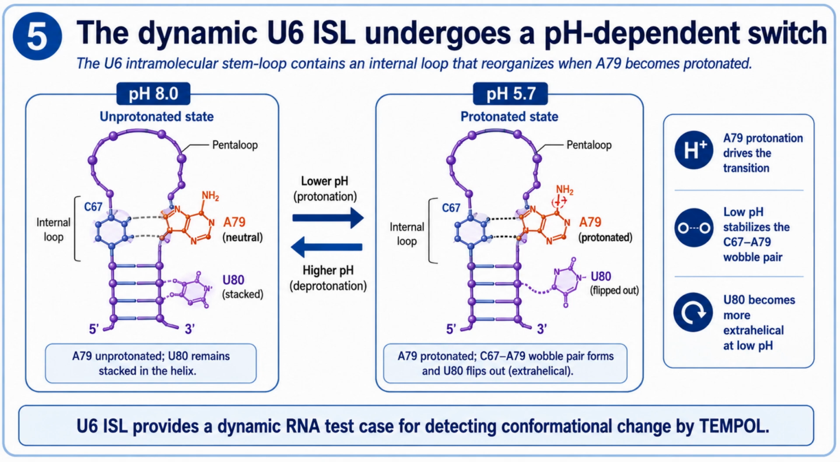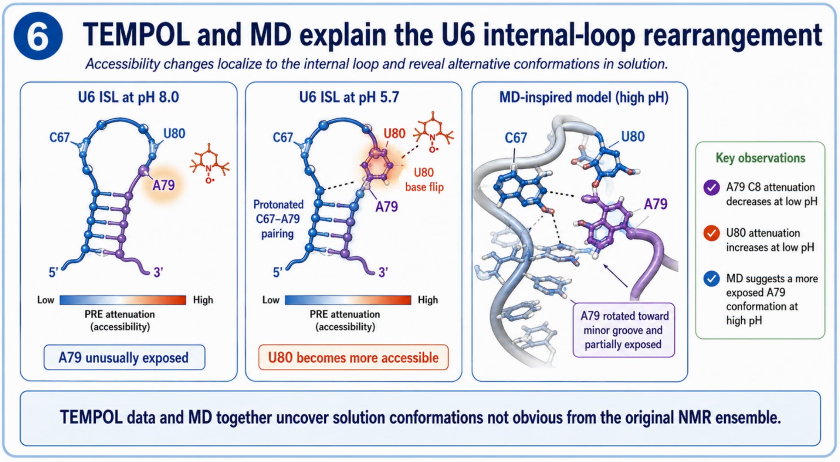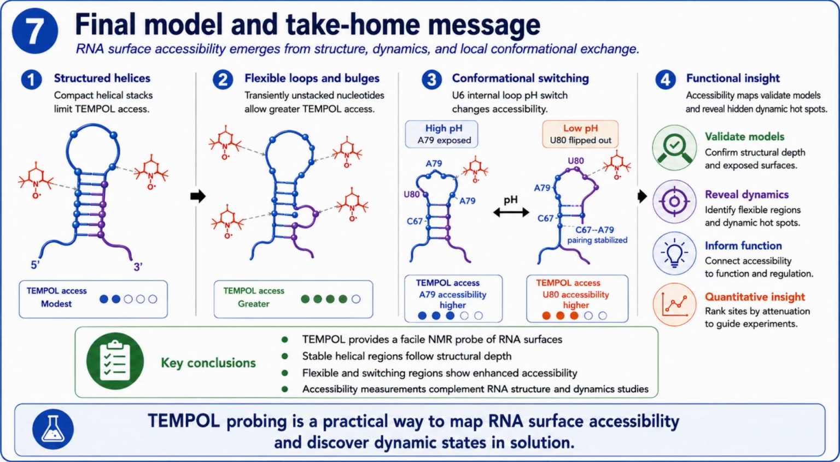At low pH, attenuation of A79 decreases, consistent with A79 becoming protected in the wobble pair. At the same time, U80 becomes more accessible, consistent with base flipping. Molecular dynamics supports this interpretation by revealing internal loop conformations that are more exposed than expected from the original NMR ensemble.